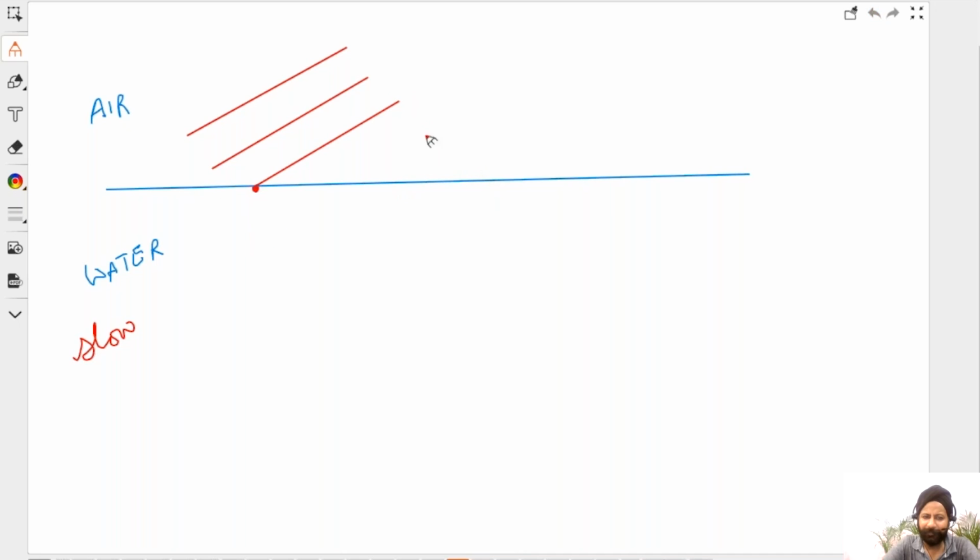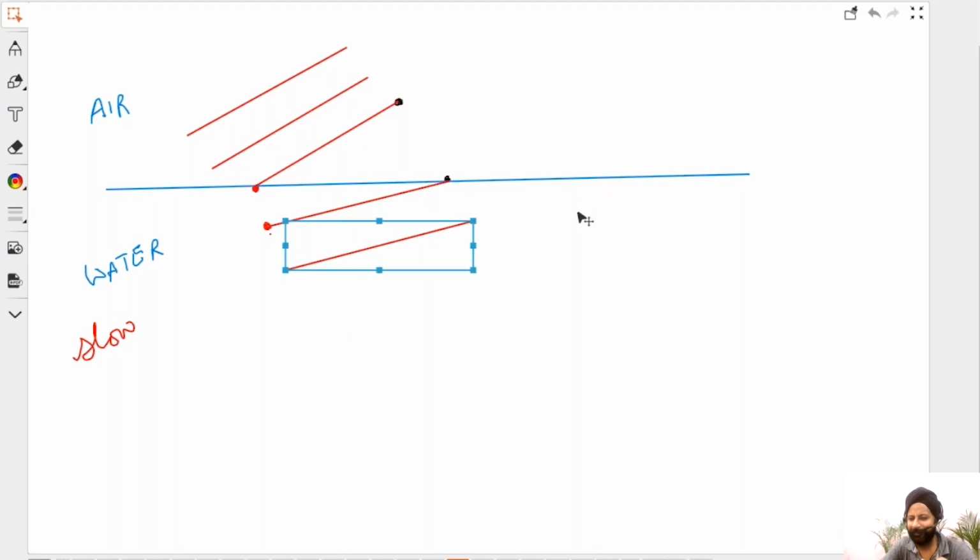Okay, I'm going to repeat what I said. By the time this travels from here to here, let me color code that. By the time this comes from here to here, this is going to travel a little less, a shorter distance, right? Because this is slow. Now look at what happened because of that. Because of that, the wavefront itself has bent. And it is a denser medium. So it travels less because it is slow. But then as a result, what happened?